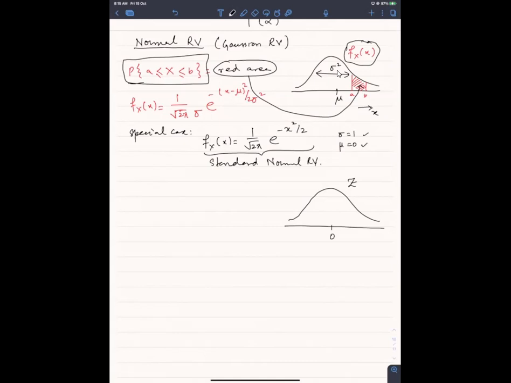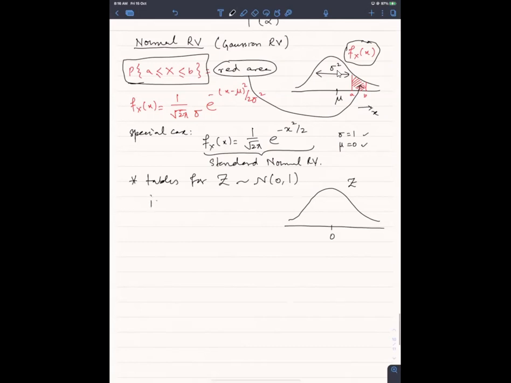So उसके लिए tables मौजूद होते हैं, but you cannot provide a table for all values of mu and sigma. So you provide tables for the standard normal random variable. Tables for Z, which is normal 0, 1. But how do we answer questions about X, which is a normal random variable with a generic mean mu and generic variance sigma square? उसके बारे में हम सवाल कैसे आंसर करेंगे? उसके लिए we need to make a transformation between X and Z.